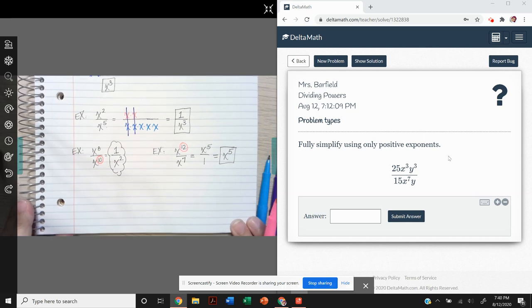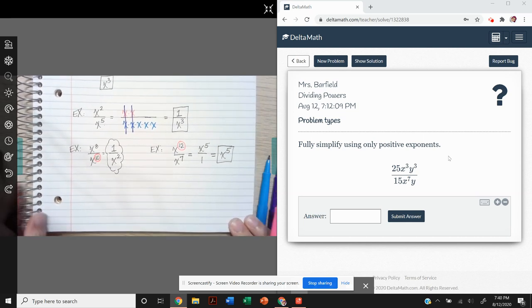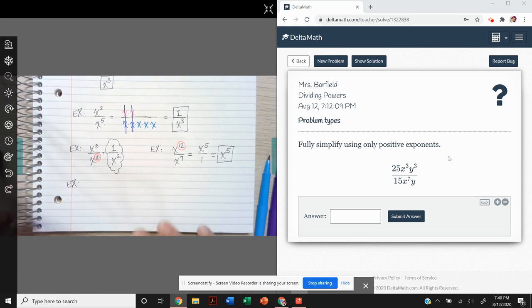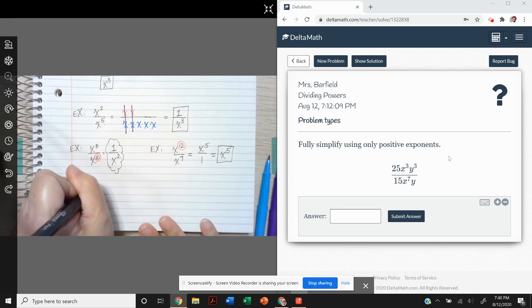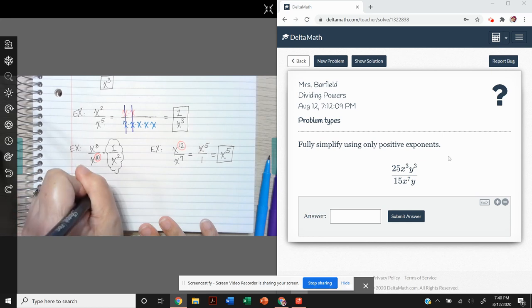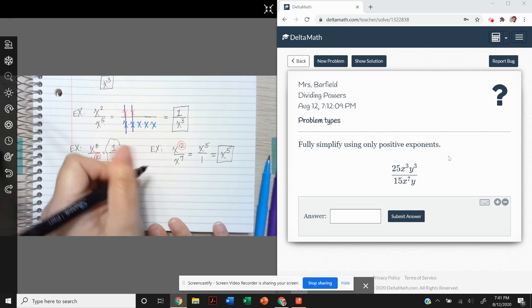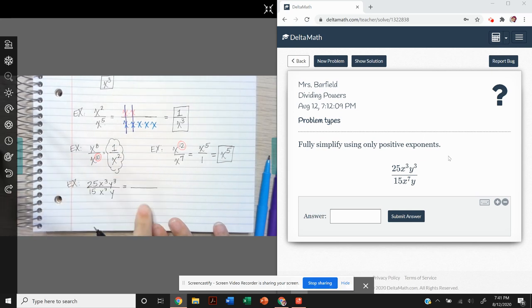All right, so now let's look at the problem we've got here on Delta Math. So 25 x to the 3rd y to the 3rd over 15 x to the 7th y, equals. Now, when I do these problems, that's exactly what I do. I automatically put a fraction, that fraction bar there.